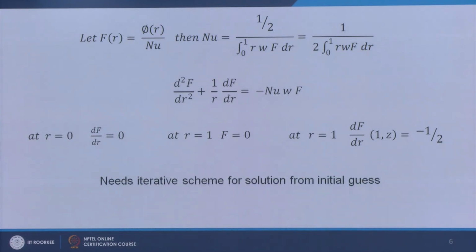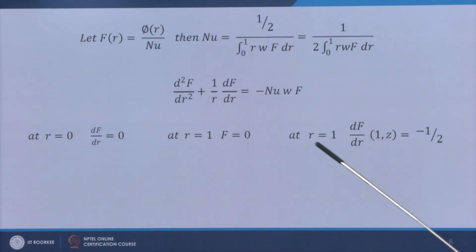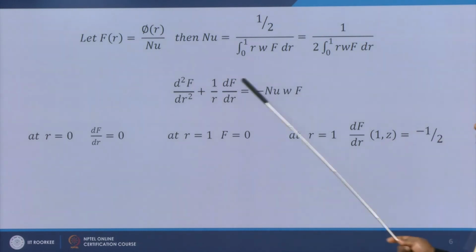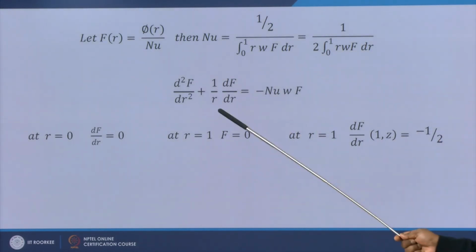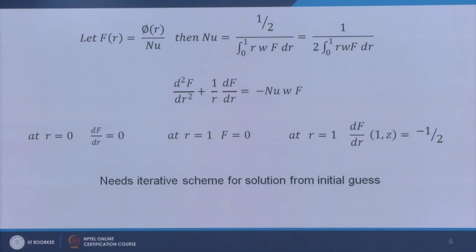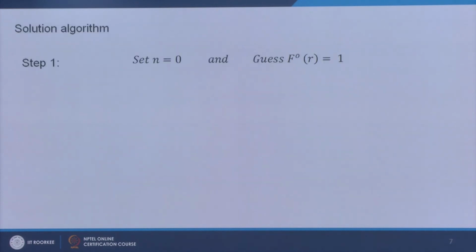Now, this equation along with this boundary condition is a little bit typical to solve analytically, because on both sides we have f over here, nowhere do we have a constant. So, this is a little bit difficult to solve analytically. So, what we do is take the help of a numerical scheme. It needs an iterative numerical scheme for solution, and that too we have to start from one initial guess. So, let us see what the numerical scheme will be to solve these sets of equations.